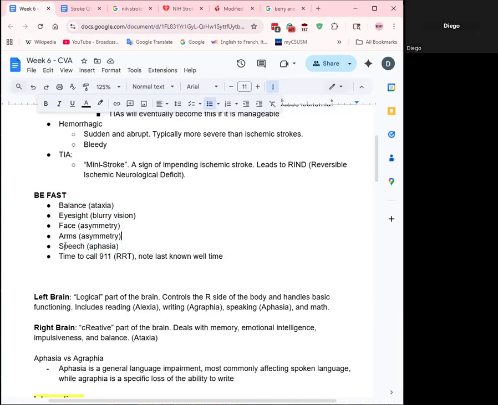And then the last part of BE-FAST is time. It's both time to call 911 or your RRT, and time for what is your last known well time, the last time that the patient was neurologically at their baseline.